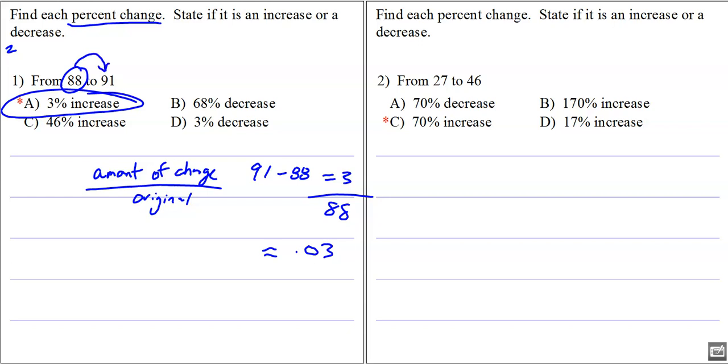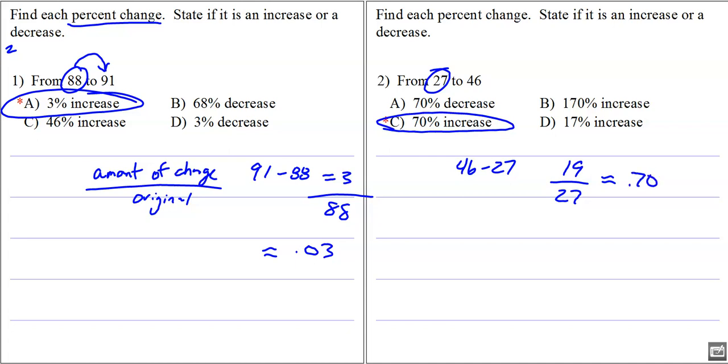Same idea, number 2. So the change, 46 minus 27, that's 19. Compared to what it used to be, 27. Must have come out to somewhere close to 0.70 when you put it in the calculator. And again, it was an increase.